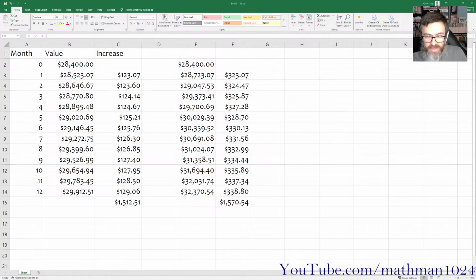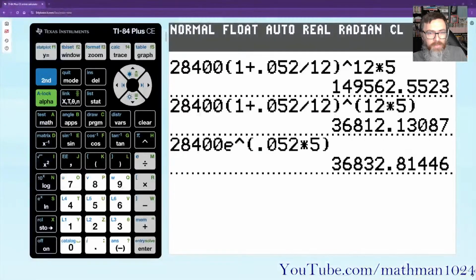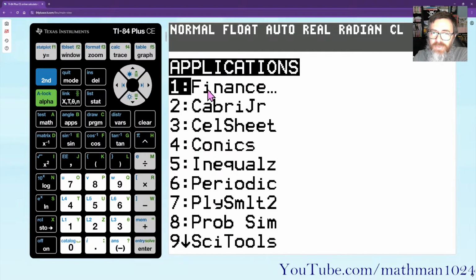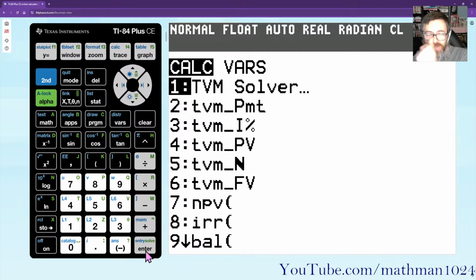I can actually select the calculator. Here we go. So, if you have a TI-84 like this, if you go to the apps, the first option here is finance. This thing that says TVM solver.